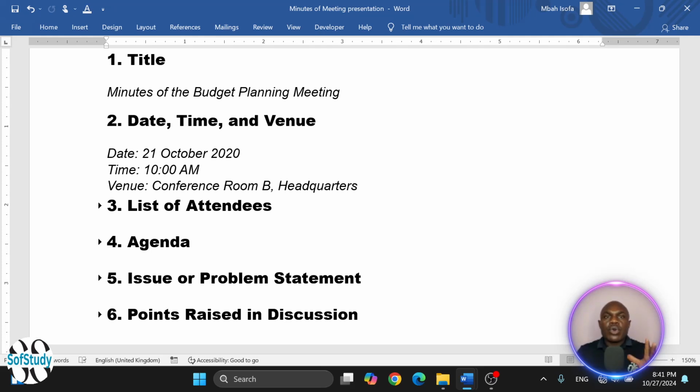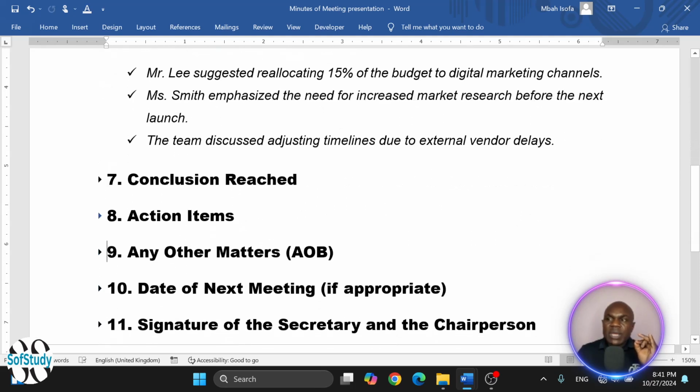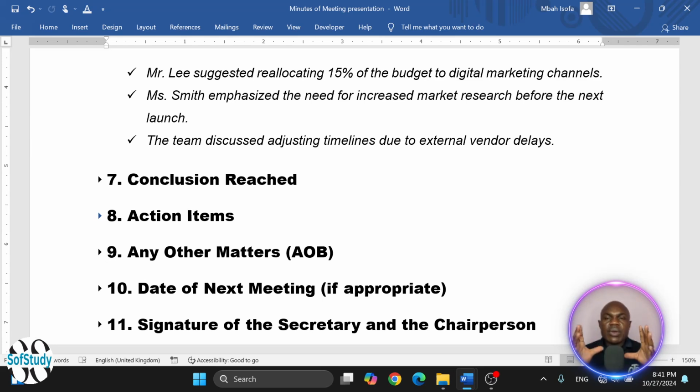Then we have conclusions reached. Again, you will need a technique to be able to capture conclusions, because there may be times when the chair will have his own opinion. Other attendees will have their opinions that are contrary to the meeting's chairman's position. This is how you get the conclusion.